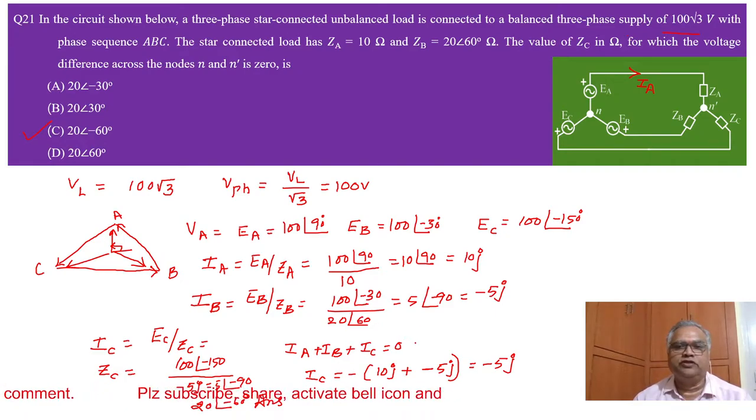So this is given in the question. Voltage across N and N prime is 0. That means total current should be 0. And we find out IA, IB and IC also. Now if this IC is known, EC is known, ZC we can find out. That's all.